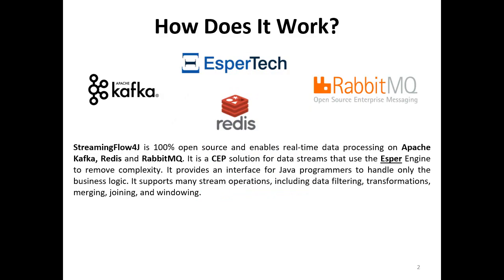This StreamingFlow4J is 100% open source, and well, it does real-time data processing using pipelines with Apache Kafka, Redis, RabbitMQ, and this is a wrapper with Esper engine, a complex event processing engine, and well, more than this, it uses all the patterns of event-driven architecture, and more than this, it's a service mesh for microservices.